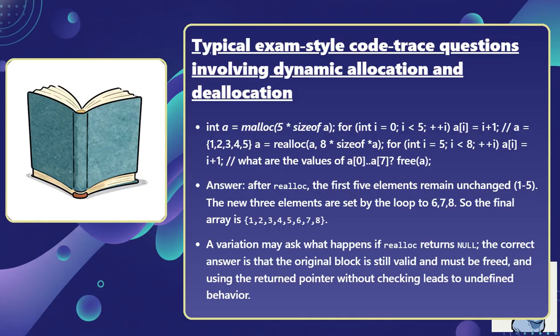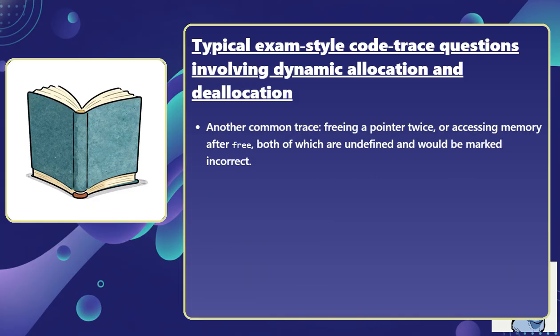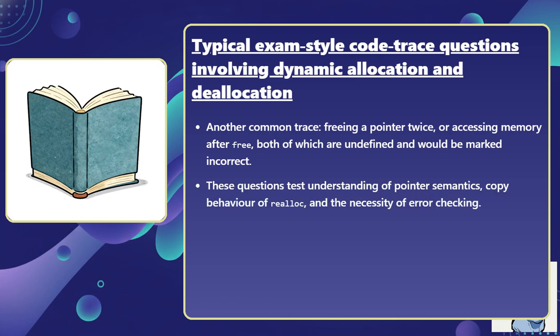A variation may ask what happens if realloc returns null. The correct answer is that the original block is still valid and must be freed, and using the returned pointer without checking leads to undefined behavior. Another common trace: freeing a pointer twice or accessing memory after free, both of which are undefined and would be marked incorrect. These questions test understanding of pointer semantics, copy behavior of realloc, and the necessity of error checking.